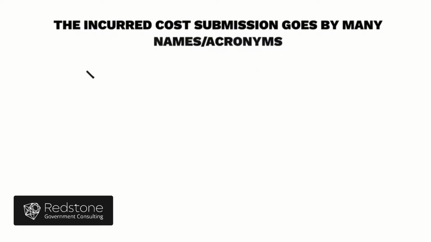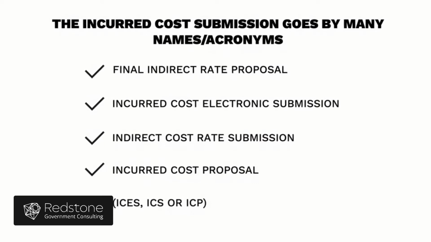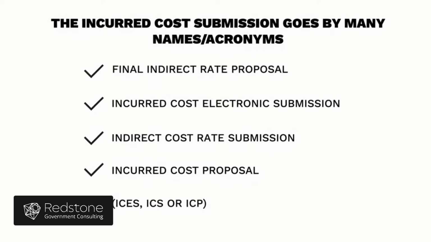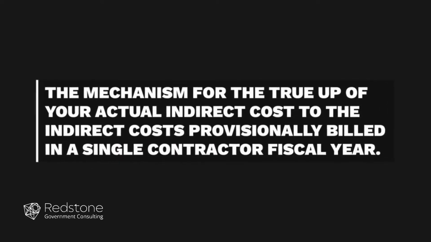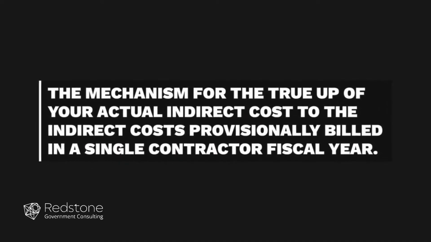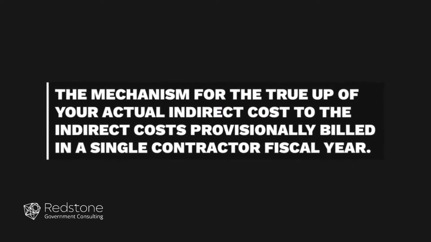The incurred cost submission goes by many names and acronyms, including Final Indirect Rate Proposal, Incurred Cost Electronic Submission, Indirect Cost Rate Submission, Incurred Cost Proposal, ICES, ICS, or ICP. Regardless of name, it is simply the mechanism for the true-up of your actual indirect cost to the indirect cost provisionally billed in a single contractor fiscal year.